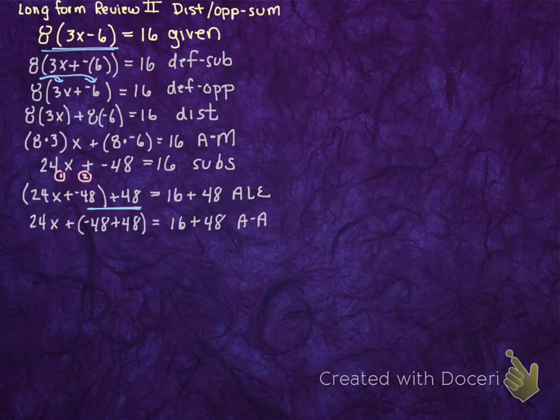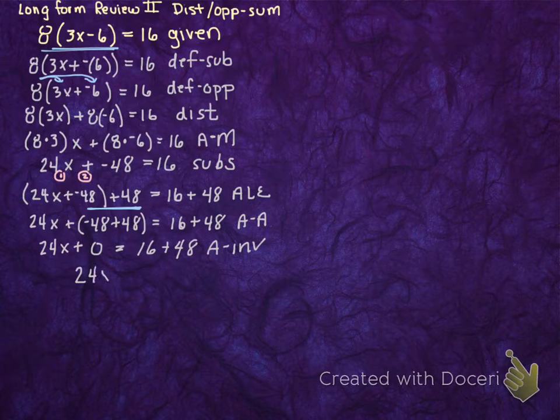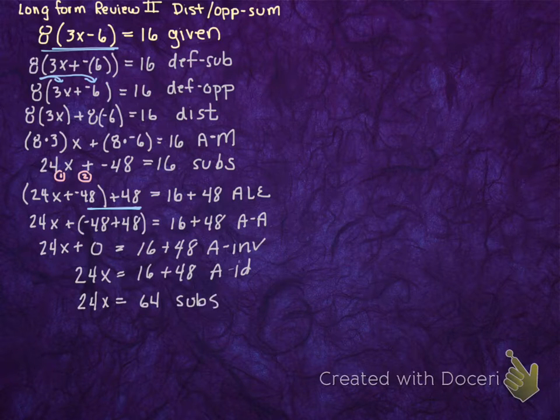That allows me to change the grouping of addends without changing the sum. And then I can go ahead and add those. And since they are opposites, we do get 0. And that's additive inverse. And then, of course, adding 0 to 24x just leaves us with 24x. And that is additive identity. And then I want to do the addition on the right-hand side to shorten that up. That's going to give me 64, and that's just substitution.